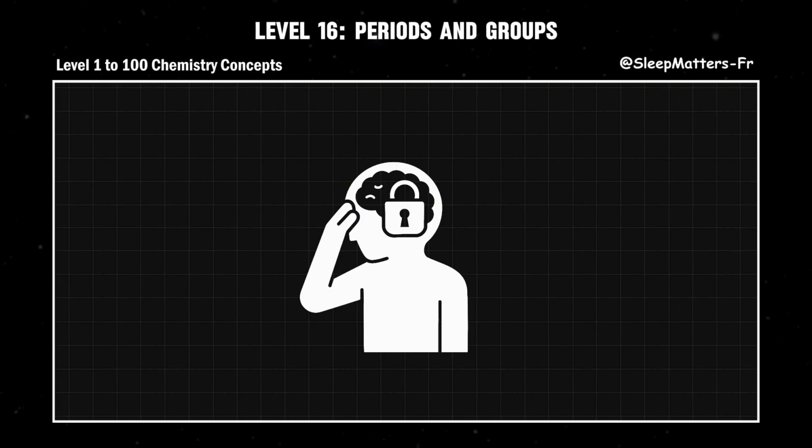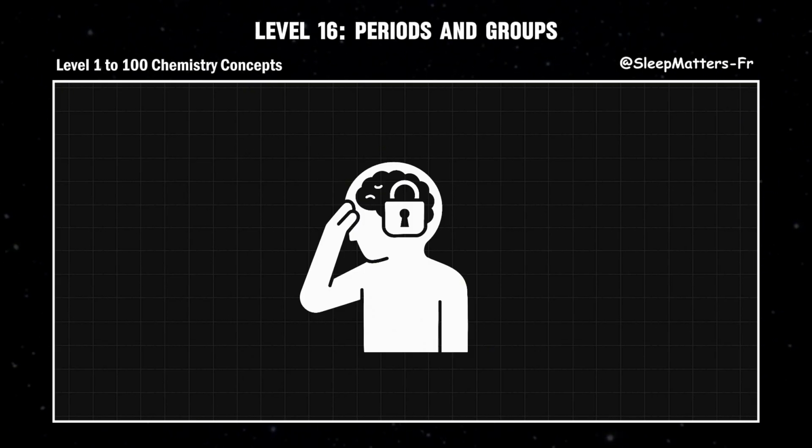Each period represents how many energy levels, or shells, an atom has. The first period has only 2 elements, hydrogen and helium, because they have just one shell. The second period has elements like lithium and neon, with 2 shells. As you move across a period, elements change from metals to nonmetals.